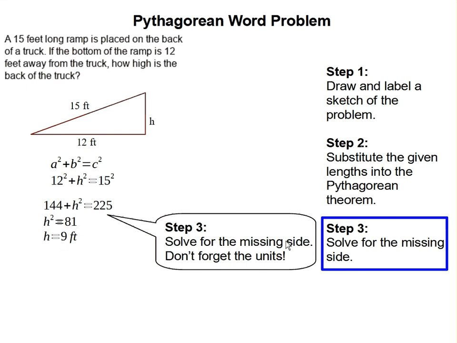And then do not forget the units. Since this is a word problem, make sure you write the final units, and that is feet. And it is not feet squared, right? Because we're only finding a length. Okay, we're not finding area, so it's just simply feet. Alright, and that completes our problem.